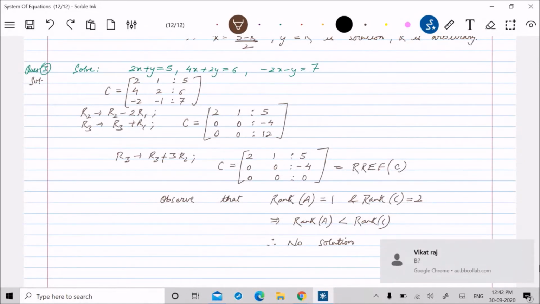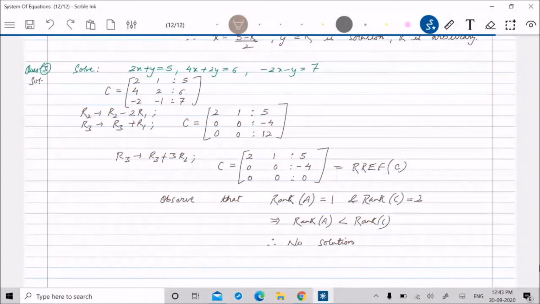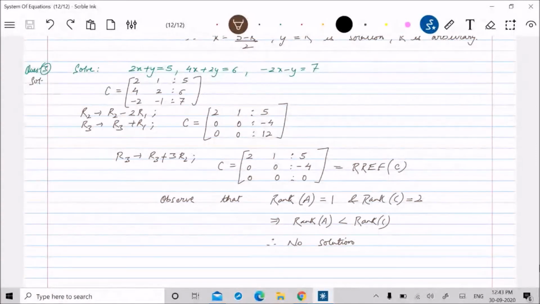But what is b? Of course b is not equal to 0. I think you are asking about what happens when b equals 0. Is it your question, Vikat? My question is, what is B? B is the right hand side. This is B: 5, 6, 7, the column matrix. The system is actually Ax equal to B, right? A is this matrix, and B is this matrix.